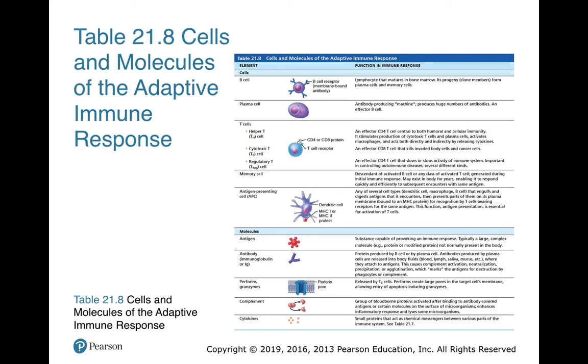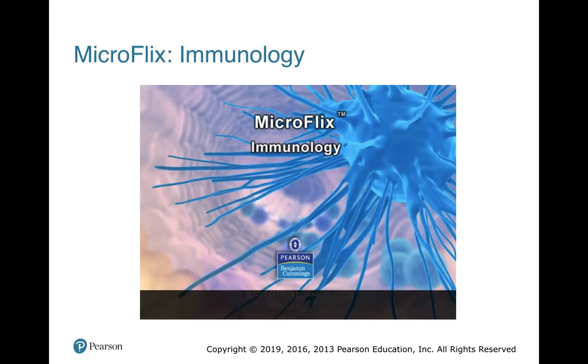So we got B cells, which become plasma cells, T cells that can become helper T cells, cytotoxic T cells, or regulatory T cells. Whether it's T cells or B cells, they all produce memory cells once they are activated. They require antigen-presenting cells to become activated. The molecules we're talking about that were important include antigens, antibodies, perforins, granzyme, complement, and cytokines.